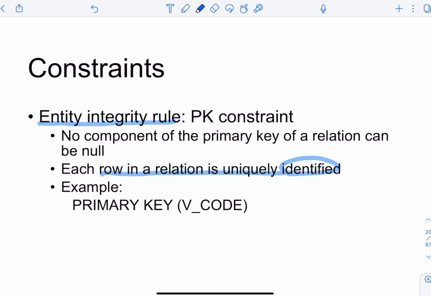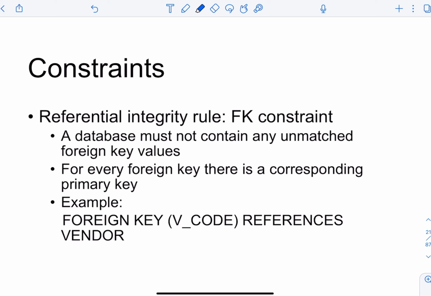For example, if we have a vendor table, what would be the primary key? Vendor code is primary key. If it's a product table, what would be the primary key? Product code would be primary key. So you need to define primary key. That's Entity Integrity Rule or primary key constraints. Good. Next one is called Referential Integrity Rule or FK constraint.